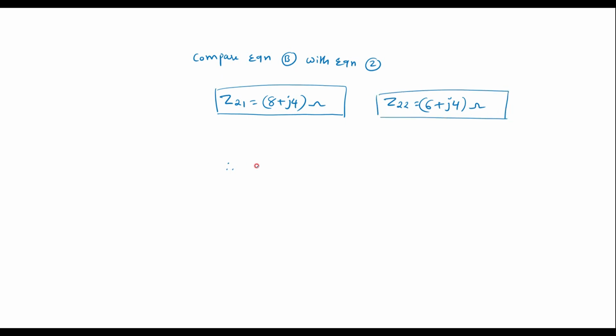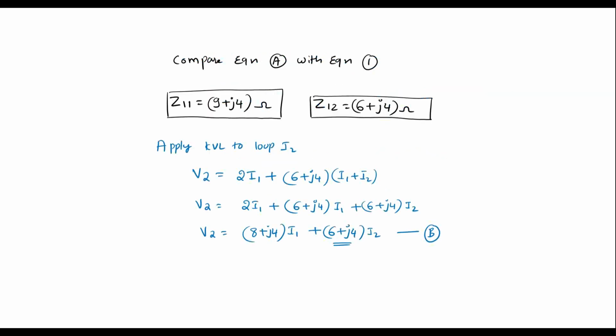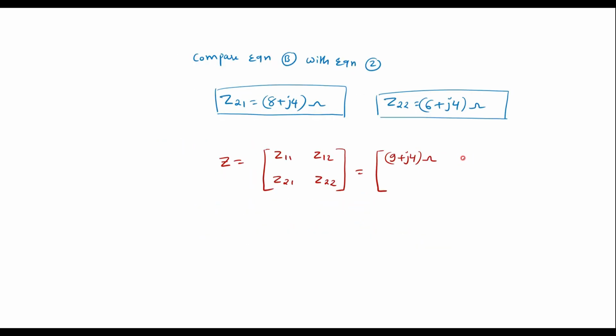So therefore we can write Z, the matrix of Z11, Z12, Z21, Z22, is equal to: Z11 is 9 plus J4, Z12 is 6 plus J4, Z21 is 8 plus J4, and Z22 is 6 plus J4. Thus we found the Z parameters for the given circuit.